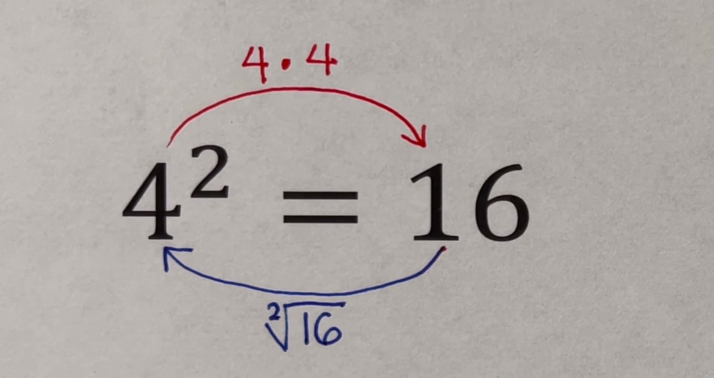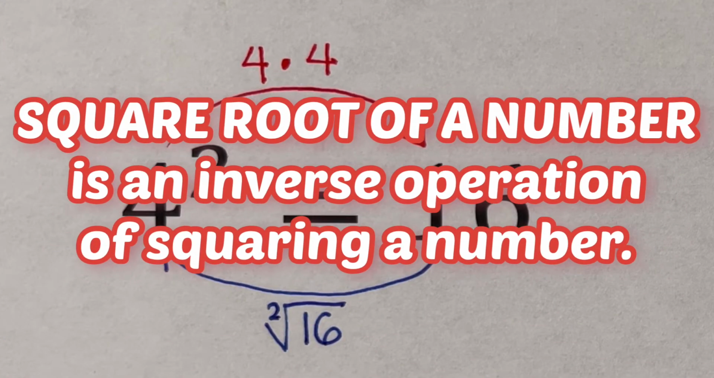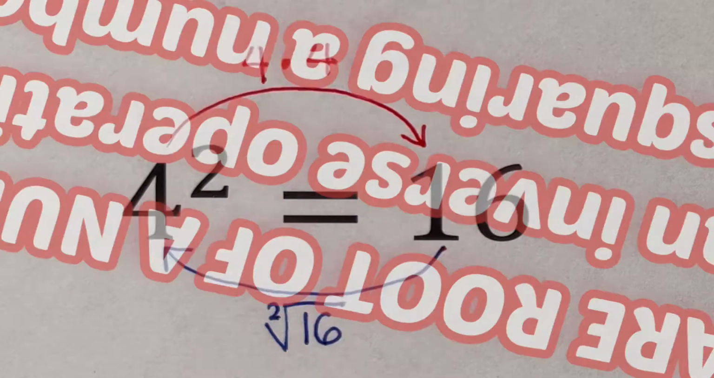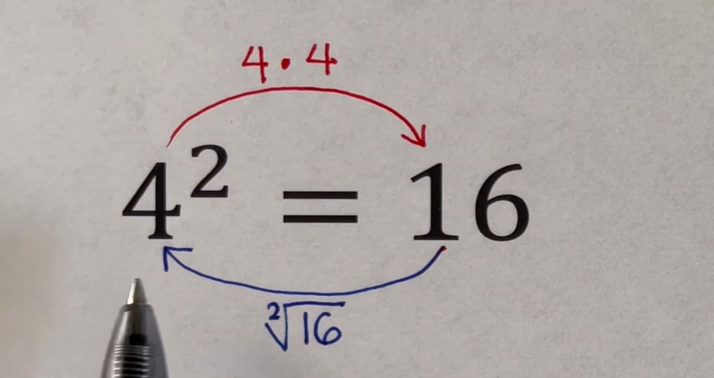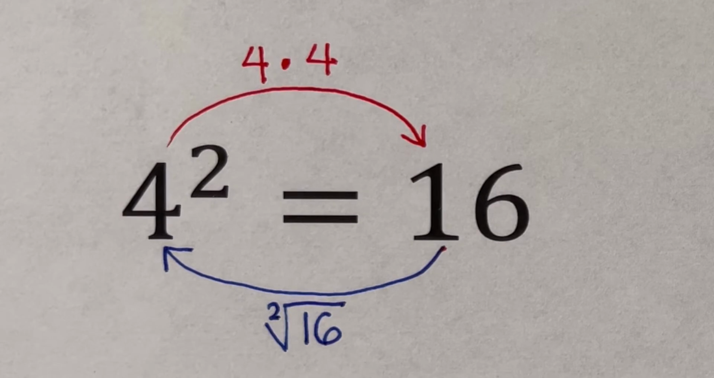So pretty much to wrap it up, we define the square root of a number as the inverse operation of squaring a number. Now, it doesn't work for 4 only. It works for any number.